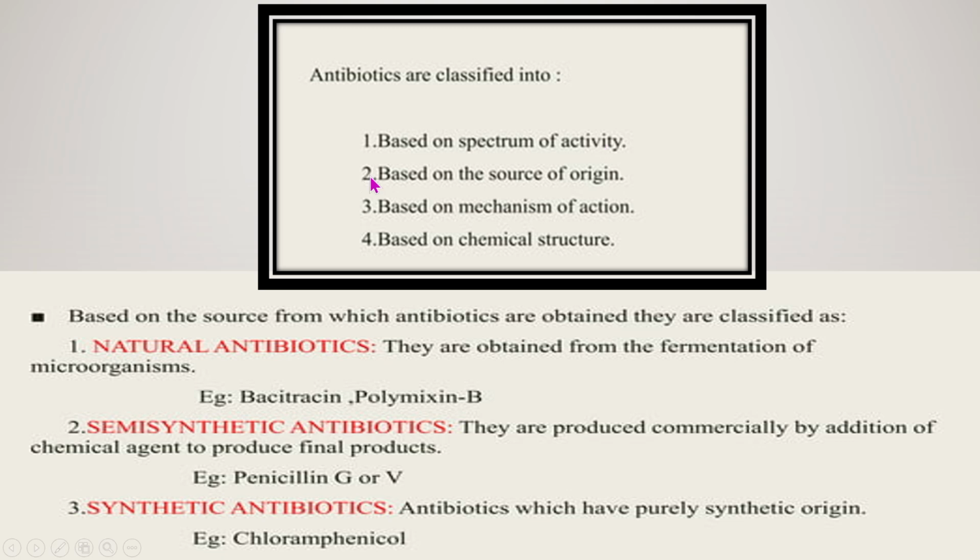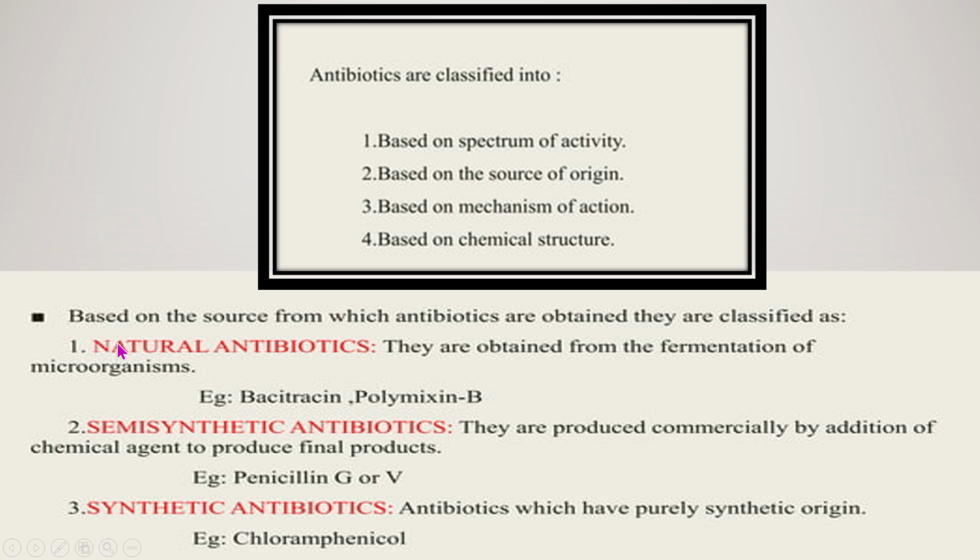So today we are moving towards the second type of classification of the antibiotics, which is totally based on the source of origin, that is, from which source we obtain that particular antibiotic. The second classification is from the source of origin: whether we are obtaining the antibiotic from a natural source, from semi-synthetic antibiotics, or the next one, synthetic antibiotics.